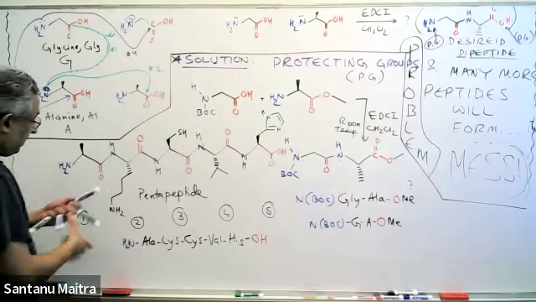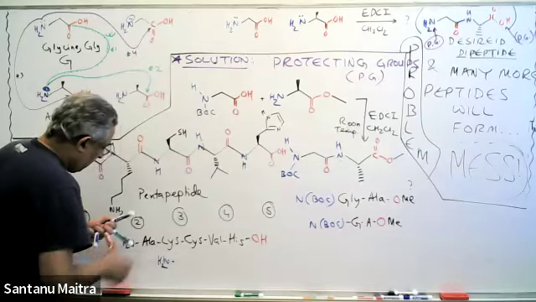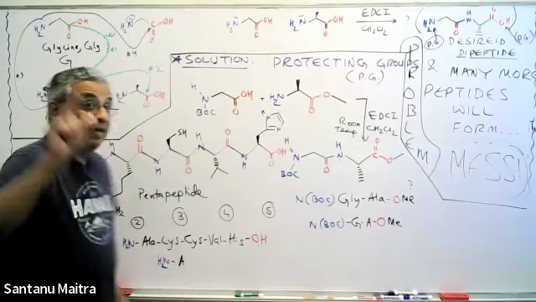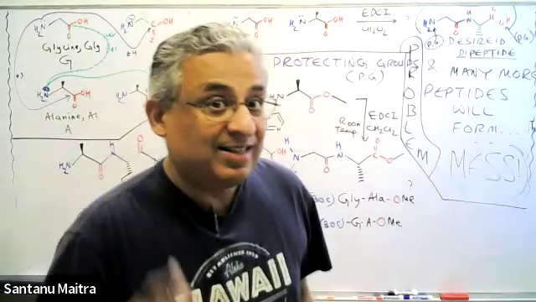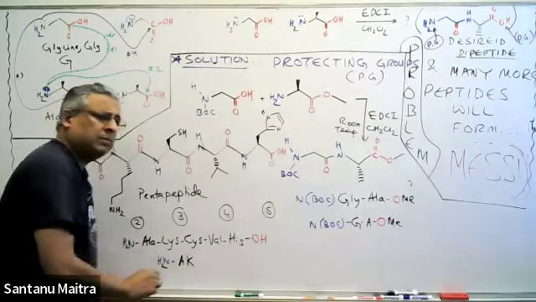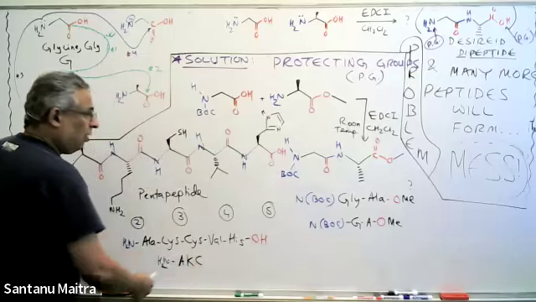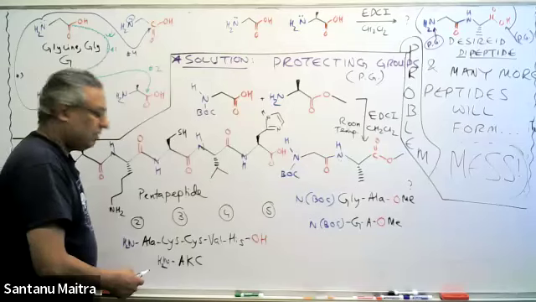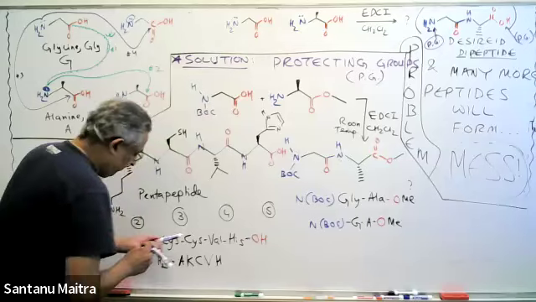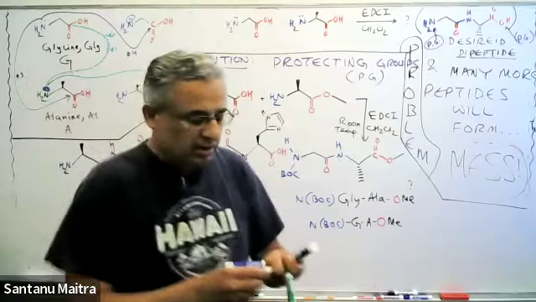If you had to write with single letter, alanine, lysine is not L, lysine is K, A, cysteine is C. That sounds like a dog breed. Valine, histidine, OH.